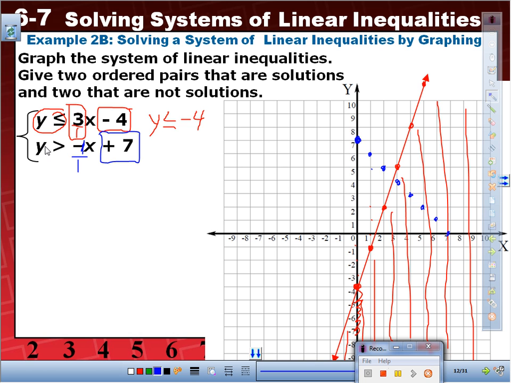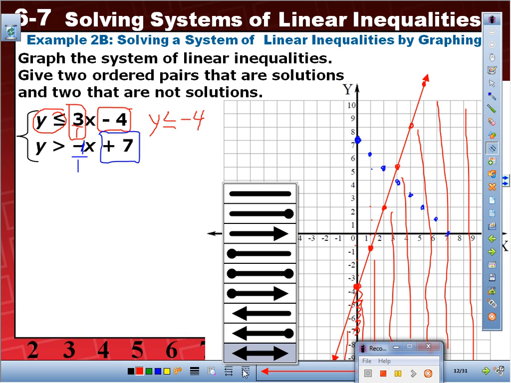Let's look at the inequality symbol. Does it have an equal sign? No, so it's going to be a what? Dashed or dotted line because it doesn't have an equal sign. Don't forget about that. So therefore, I'm going to graph this one in blue.